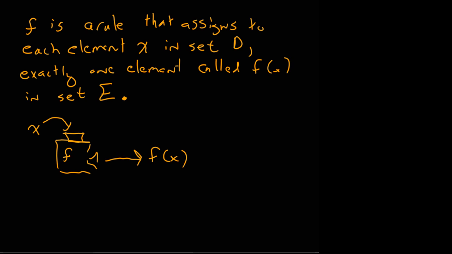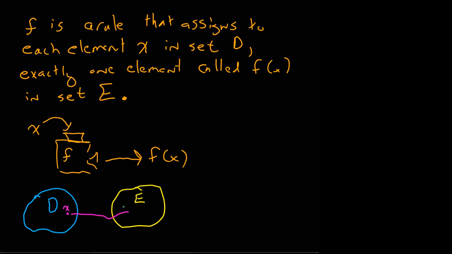Another way this is sometimes looked at is mapping. You could make an area that represents all the values in the set of D, and an area that represents all the values in the set of E. And the functional rule takes x and maps it over to f of x.